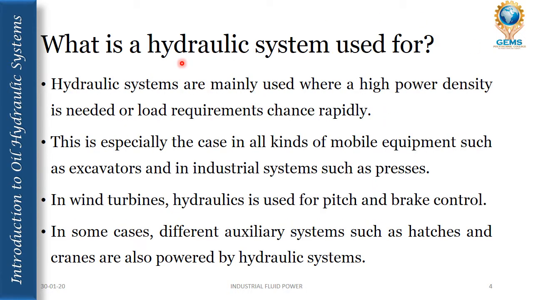So what is a hydraulic system used for? Hydraulic systems are mainly used where a high power density is needed or load requirements change rapidly. This is especially the case in all kinds of mobile equipment such as excavators and in industrial systems such as presses. In wind turbines, hydraulics is used for pitch and brake control. In some cases, different auxiliary systems such as hatches and cranes are also powered by hydraulic systems.